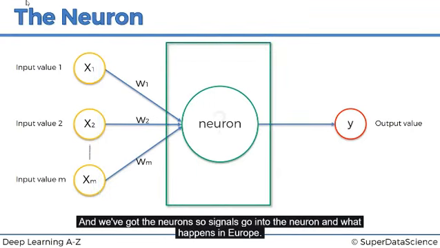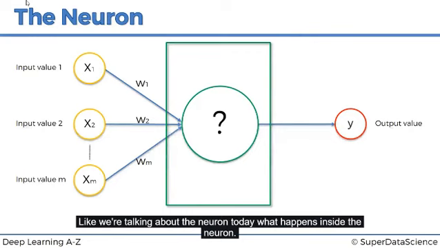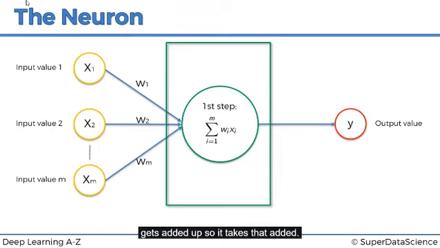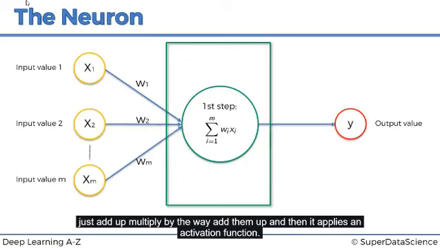And here we've got the neuron. Signals go into the neuron. And what happens in the neuron? This is the interesting part. We're talking about the neuron today. What happens inside the neuron? A few things happen. The first step is that all of the values it's getting get added up. It takes the weighted sum of all of the input values that it's getting. Very simple, right? It's very straightforward. Multiply by the weight, add them up.